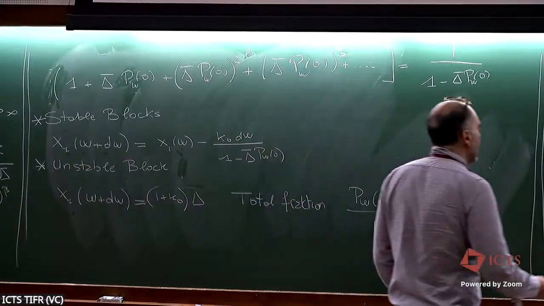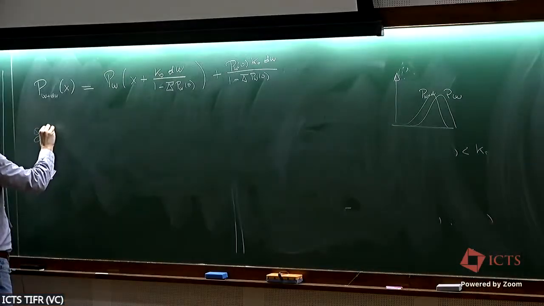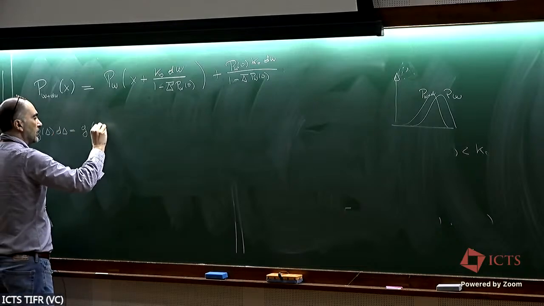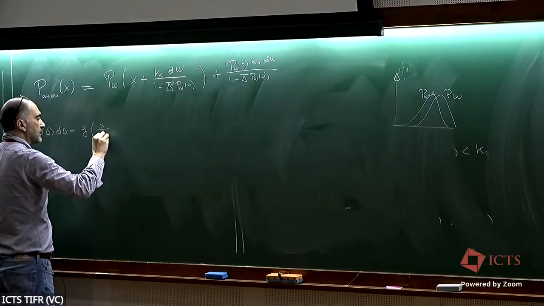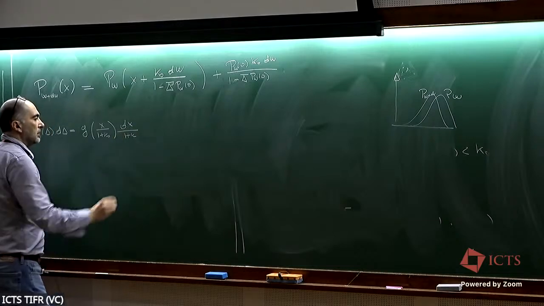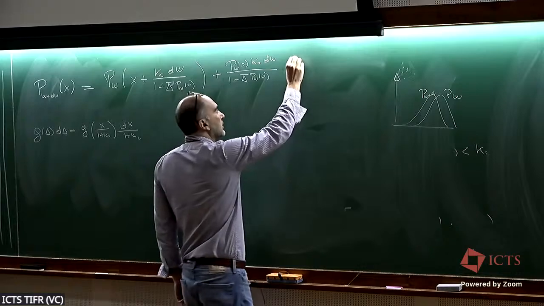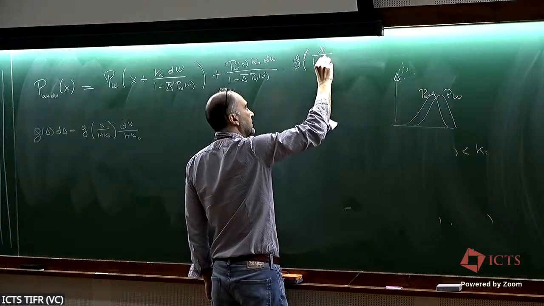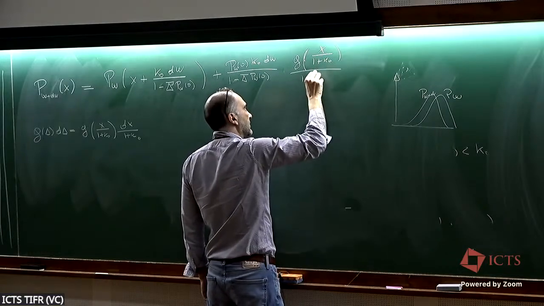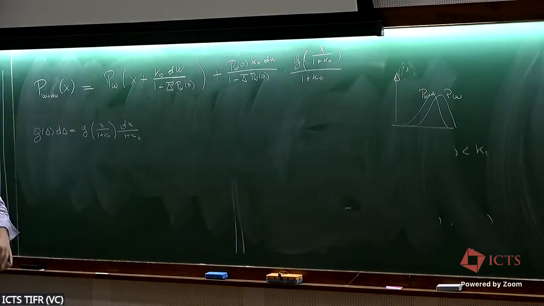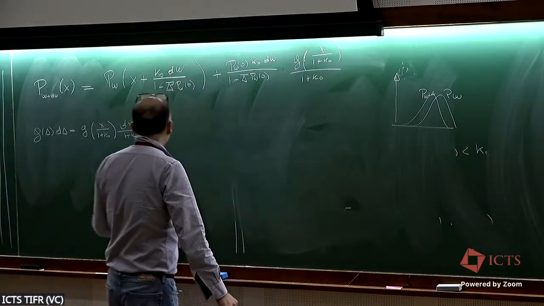So we can say that G of delta d delta is equal to G of X divided by 1 plus K0, dx divided by 1 plus K0. And so we have this here, G of X divided by 1 plus K0, divided by 1 plus K0. You have to be careful because this comes from the Jacobian between d delta and dx. And so this is the exact equation for the propagation.